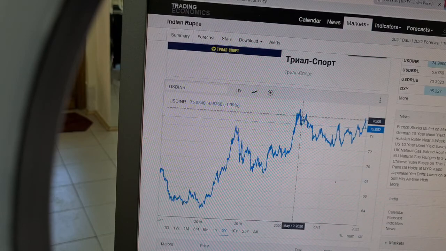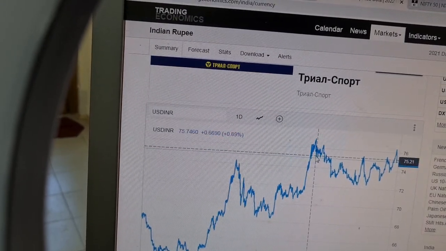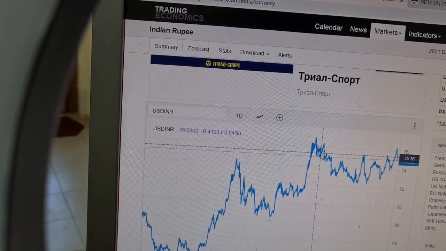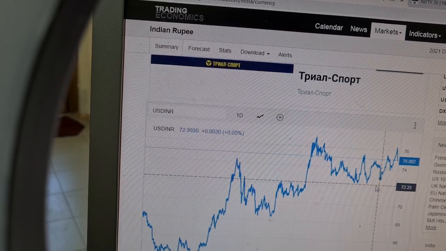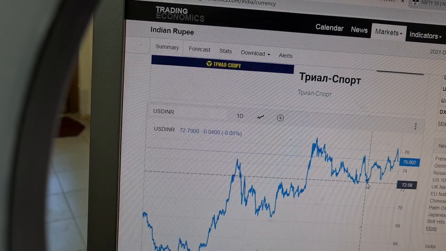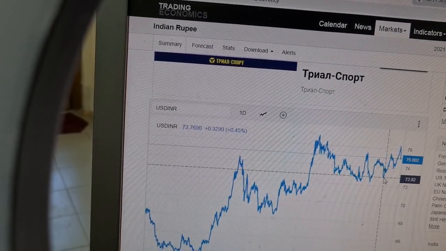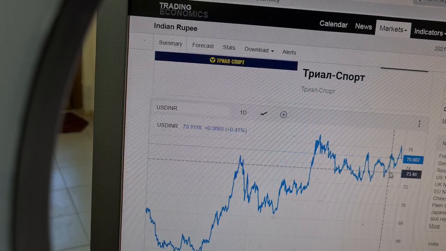So now, if we relate this chart to this recent, current phenomenon, here it has made a double bottom. And you see, this is the place where it made the double bottom, 72.62. After that, it is going above, inching slowly above only.